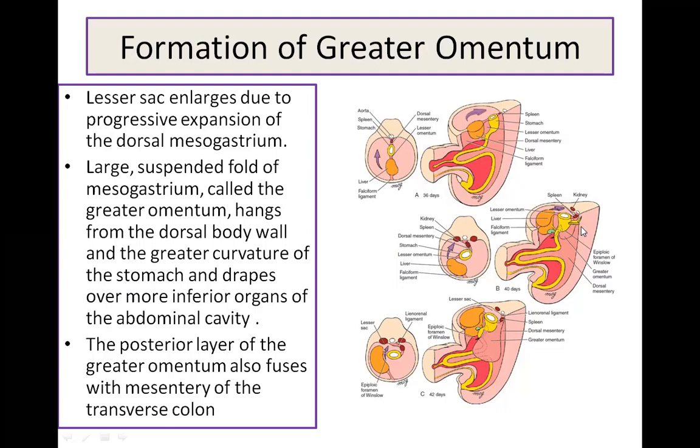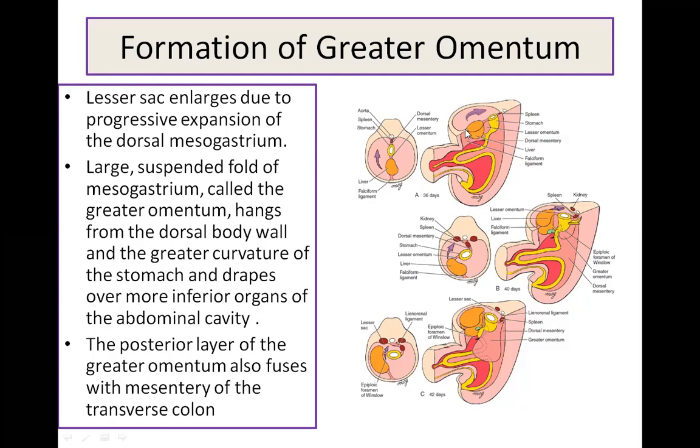Now the large and suspended fold of the mesogastrium, which overhangs from its greater curvature, is known as the greater omentum, and it will drape over the inferior organs of the abdominal cavity. The posterior layer of this greater omentum also fuses with the mesentery of the transverse colon in due course of time. So this is how, because of the excessive elongation or development of the dorsal mesogastrium, the formation of the greater omentum takes place.